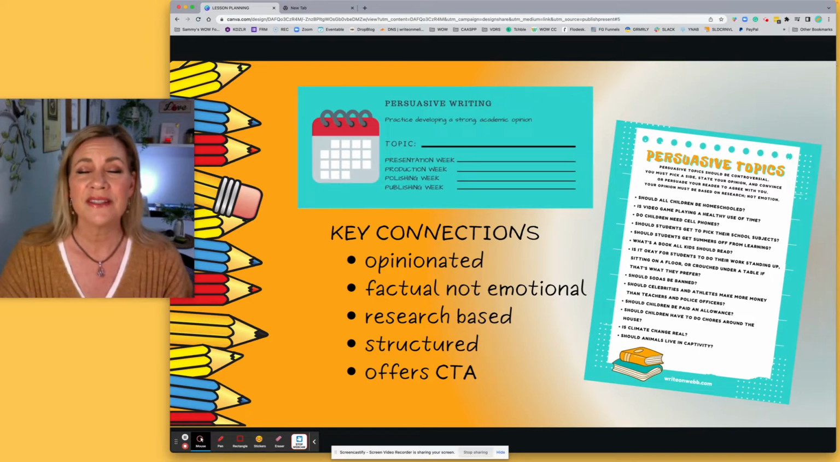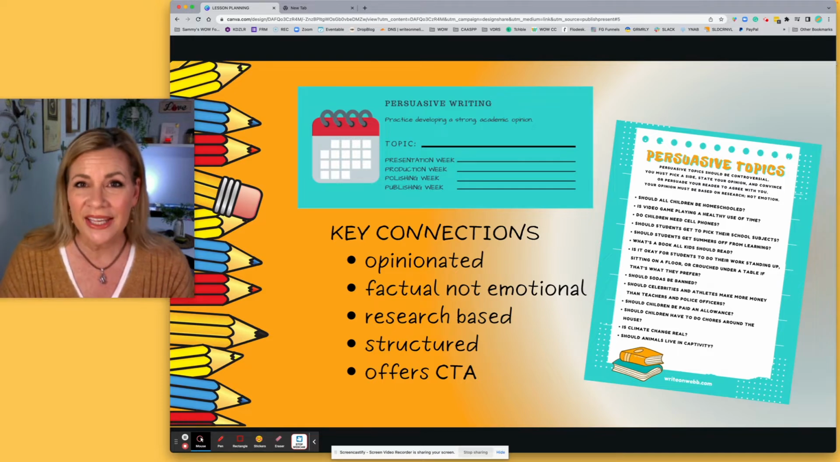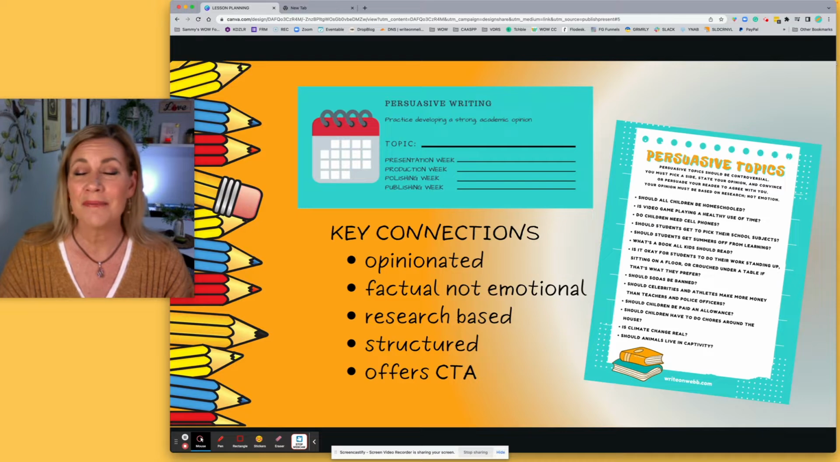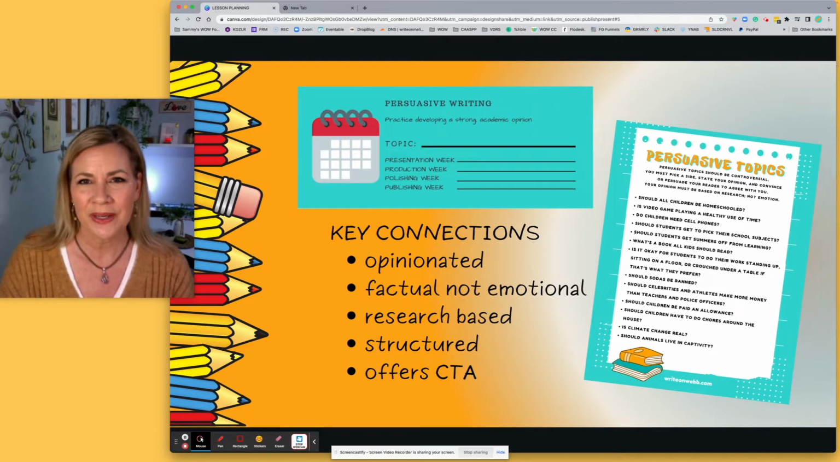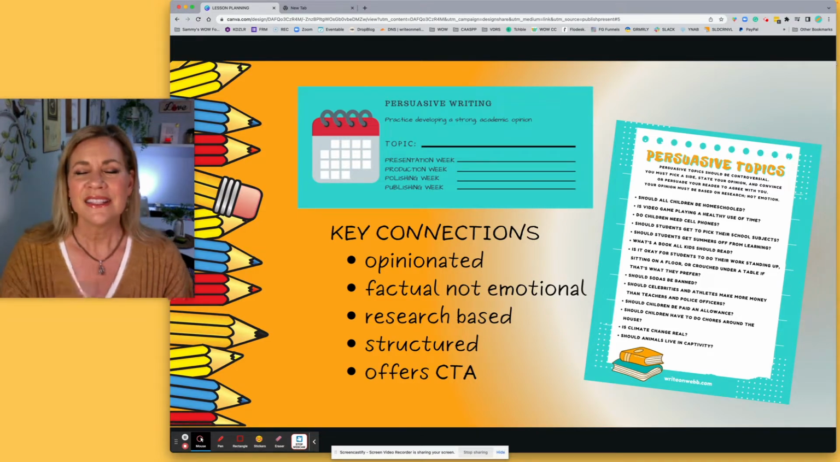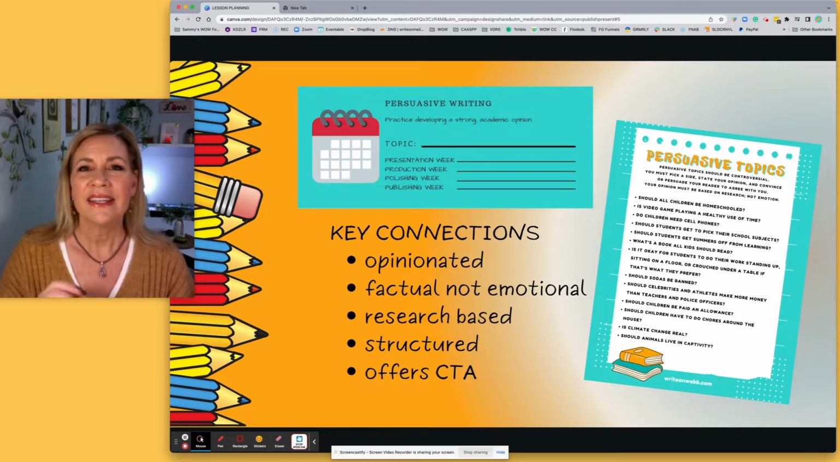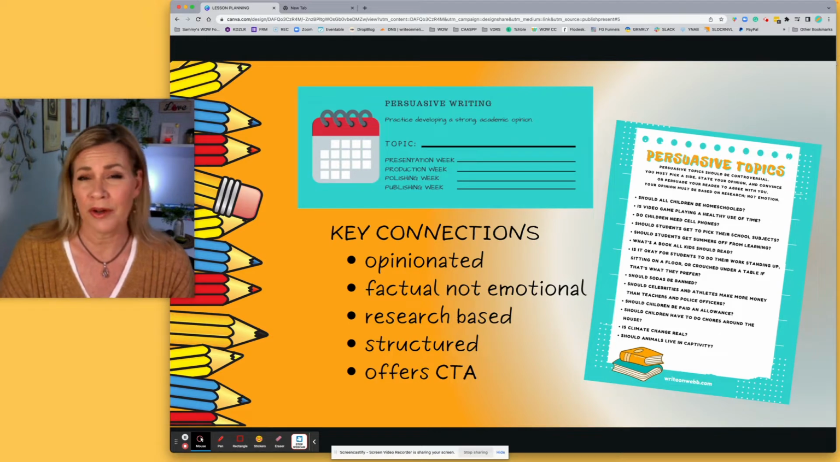Number one, persuasive writing is just that, being persuasive, opinionated. Sometimes students want to be wishy-washy, and you cannot be wishy-washy in a persuasive practice. This is the kind of paper that's very factual, not emotional. It needs to have research to back it up. It can't just be our own thoughts.